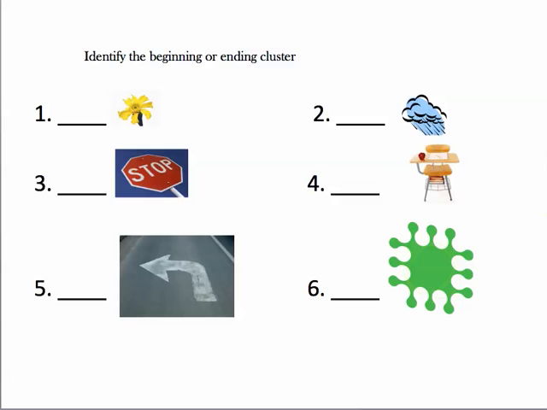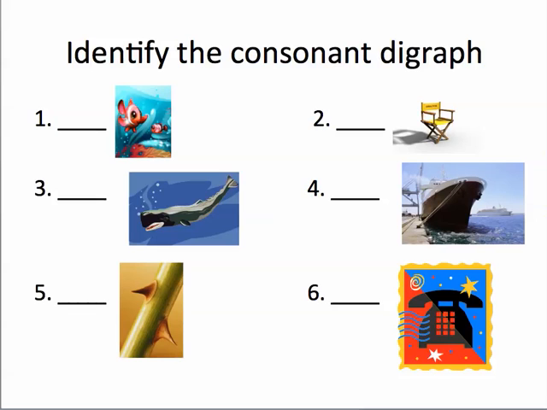In picture 1, flower, you should hear the fl written as FL. In picture 2, cloud, CL. In picture 3, stop, ST. In picture 4, ending blend, desk, SK. Number 5, ending blend, left, FT. And number 6, beginning blend, green, GR.